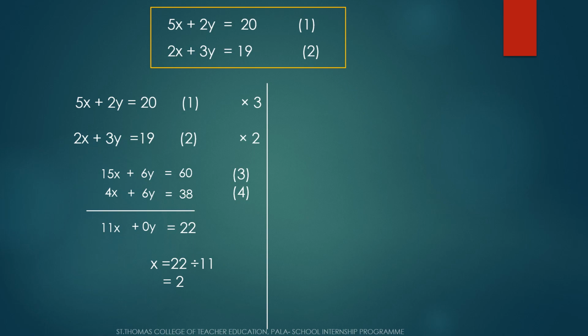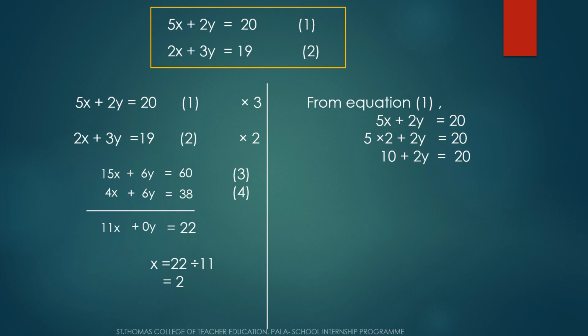Yes, substituting this value in any of the equations. Here again I am considering equation 1. And what is that? 5x plus 2y equal to 20. Now what is the next step? Yes, replacing x with 2. So we get 5 into 2 plus 2y equal to 20, isn't it? Then what is the next step? Yes, 10 plus 2y equal to 20. Good. Then what is 2y? Good, very good. 20 minus 10. So 2y becomes 10. So y becomes 10 divided by 2 and the answer is 5.